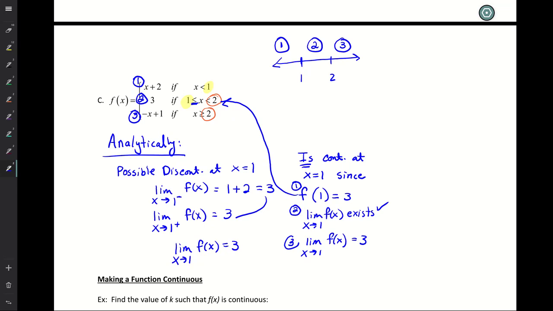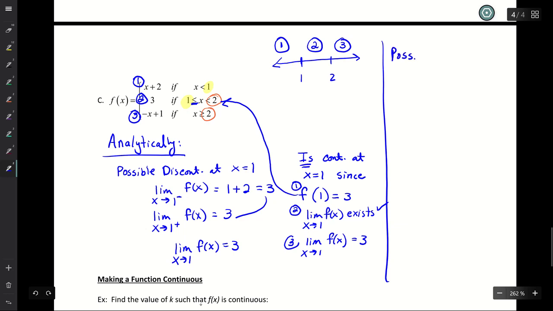So let's separate that out over here. Let's look now at possible discontinuity at x equals 2. So there, we want to look at the limit. If we look at the limit as x approaches 2 from the left of f of x, we'd be in this location, so we'd be using the number 2 function, so that would be the function 3.